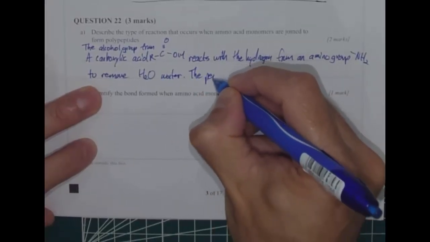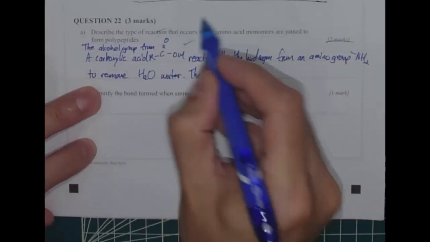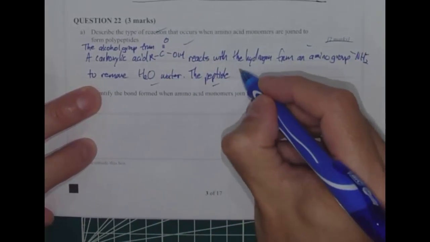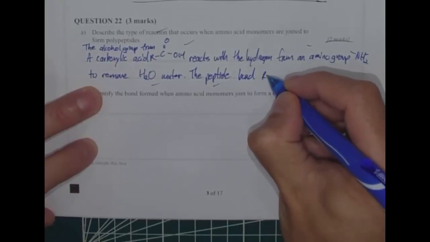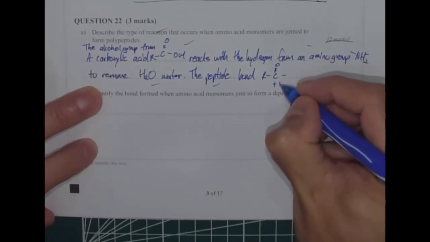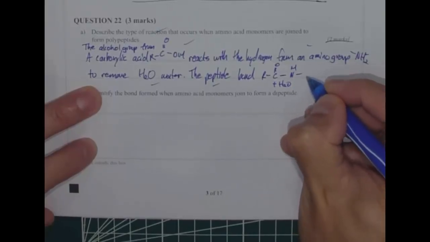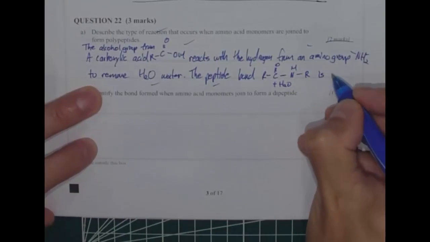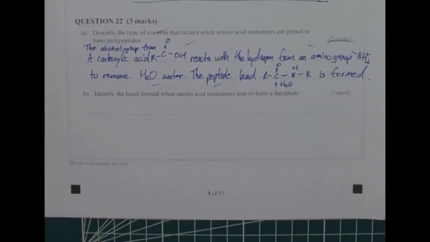The peptide. This is four points, by the way. There's one there, one there, one there, one there, one there, one there. The peptide bond. So H2O comes out, and NH is formed. 2 marks, 2 lines. That's just craziness. Considering we're trying to get it correct, we need to write 4 things.